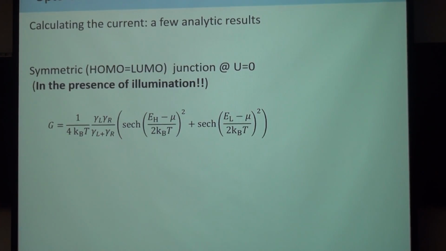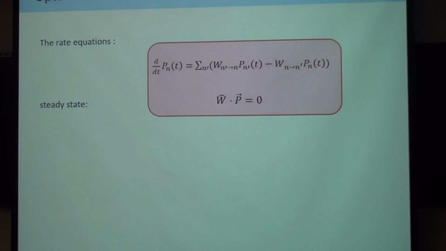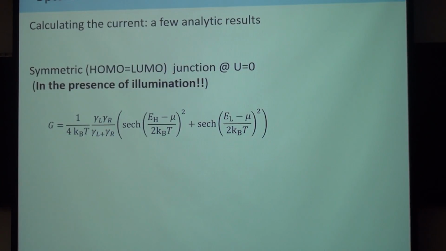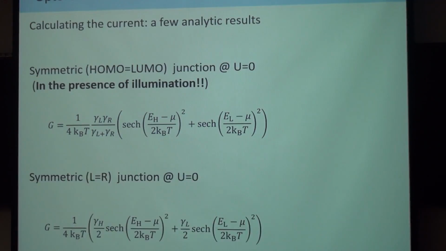So if you come to the tutorial this afternoon, I will actually explain how we do it. It's not very complicated. Just to give 2 examples of what you can do analytically: if the system is symmetric, then if U is 0, if there is no Coulomb interaction, you can get an analytic expression for the conductances.